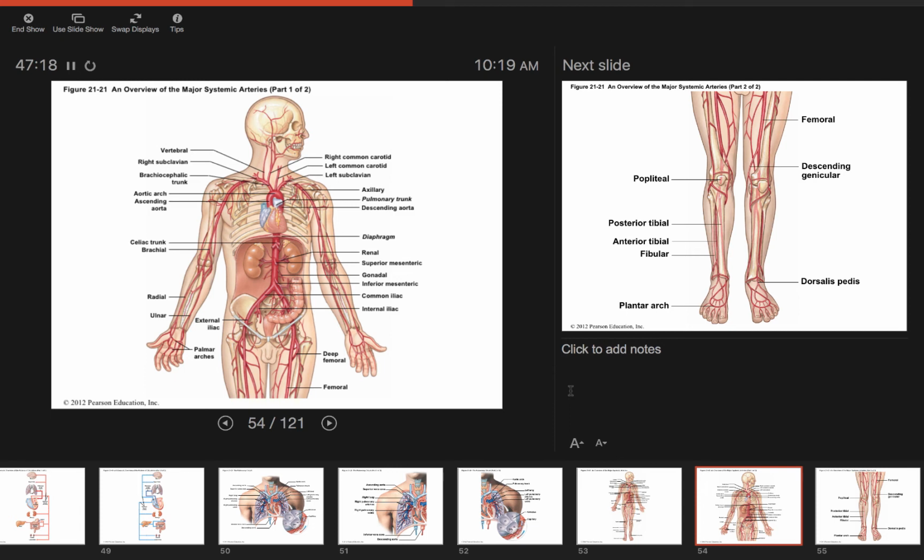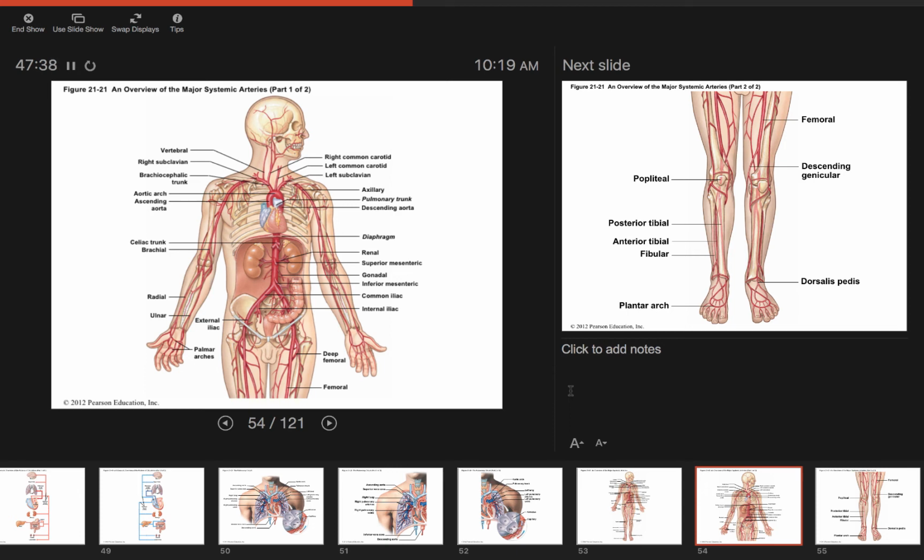Okay? All right, so now let's talk about the subclavian arteries. The right and the left subclavian artery. So the right subclavian artery goes under the clavicle and becomes the right axillary artery.